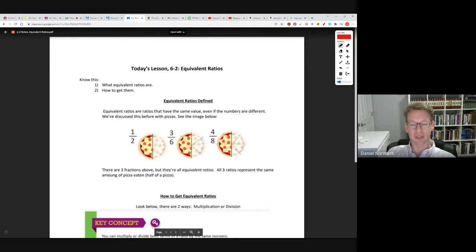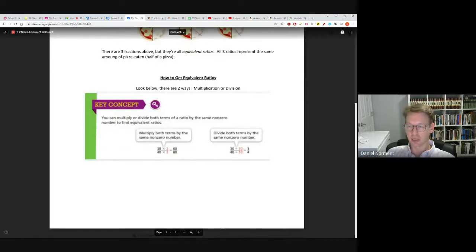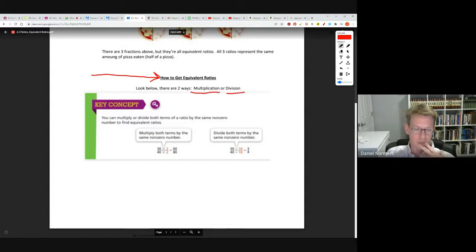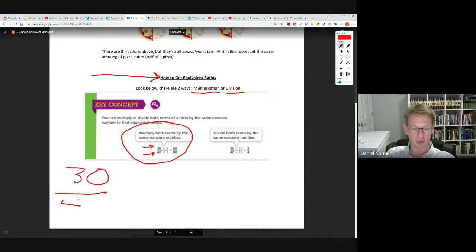For the other thing for today, how do you get equivalent ratios? Let me get off of this. Perfect. So how do you get equivalent ratios? Now I'm looking at the second part of your notes. So two ways, multiplication or division. If you take the top and bottom of a ratio and you multiply both the top and bottom times the same amount, you will always have equivalent ratios.